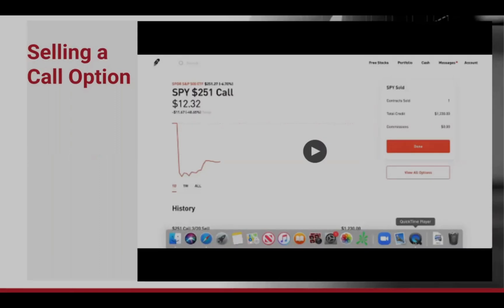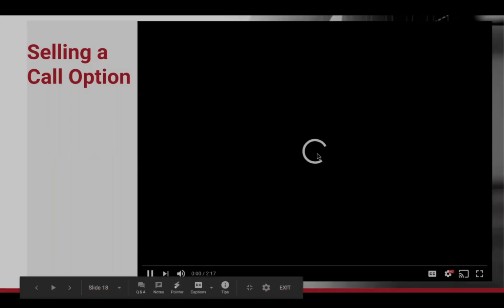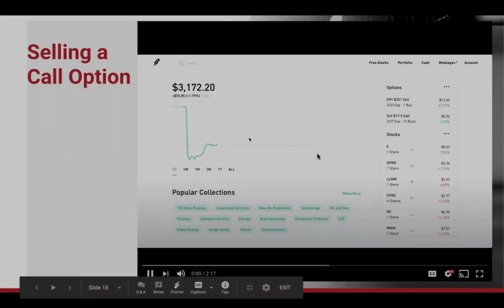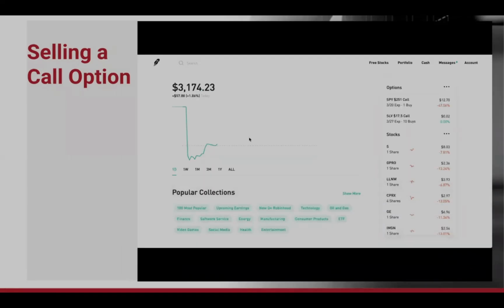All right, this is selling a call option. Traders, we bought a call option about 10 minutes ago, and I'm going to show you guys how to close that particular position. So as you can see here, we have the spider call that we just bought. All right, so you click on that option from your desktop. This is the desktop. You can buy it or sell it on your phone or your desktop. We're going to use the desktop.